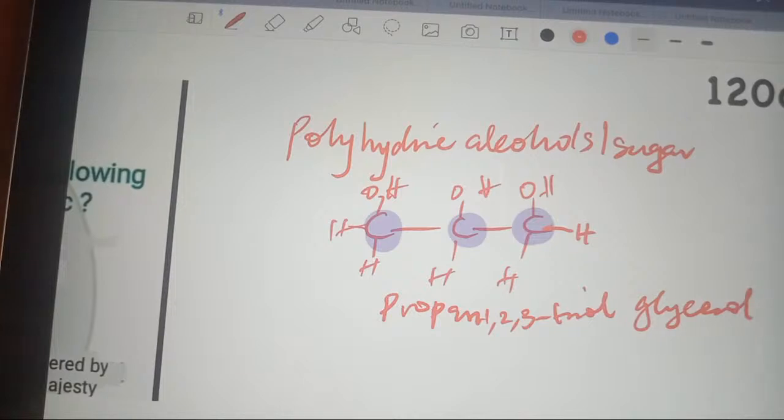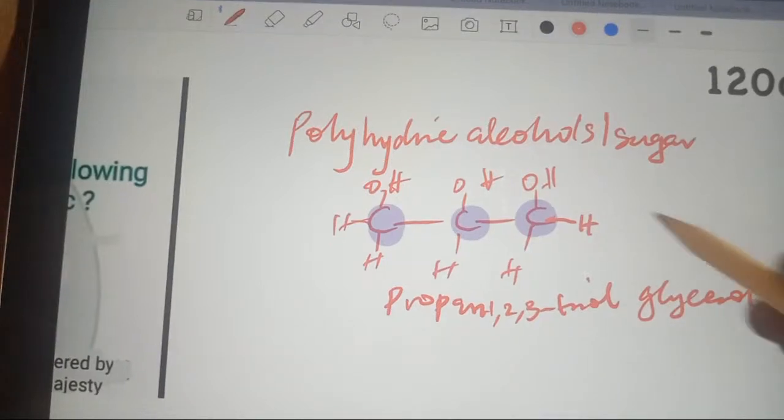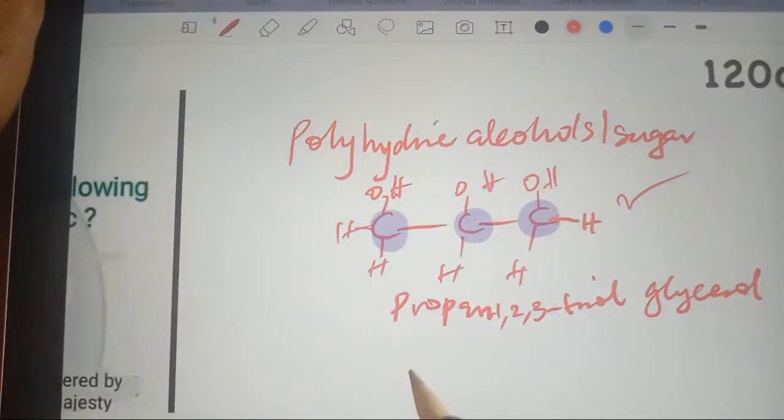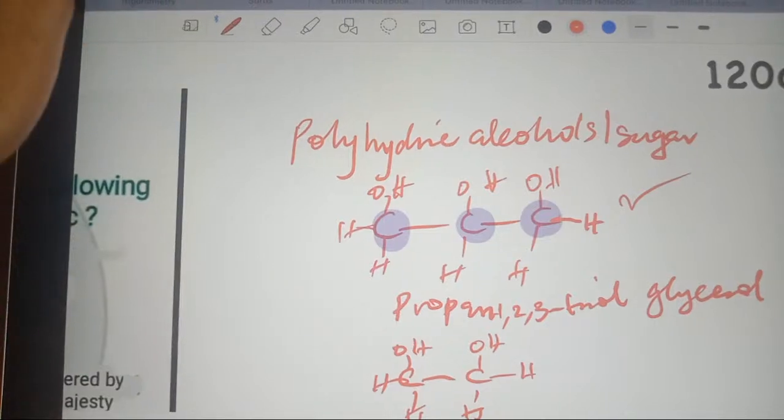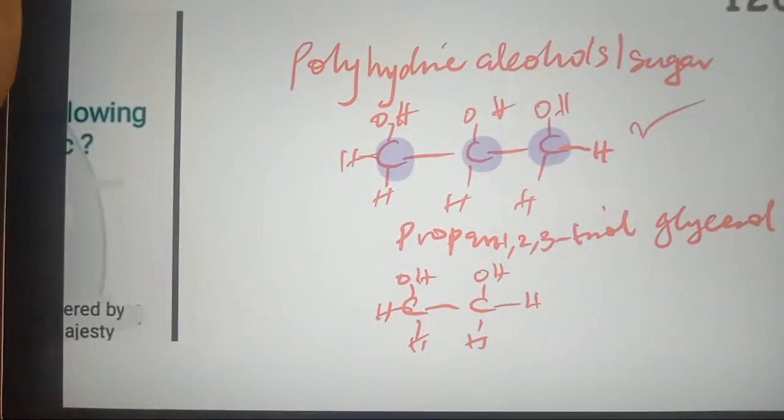So glycerol is a polyhydric alcohol. Why? Because it has OH attached to all the carbons present. Then if you have ethane-1,2-diol, that is it here. It is also polyhydric. Ethane-1,2-diol, otherwise known as ethylene glycol. Ethylene glycol is polyhydric also. Why? All the carbon atoms have OH attached to them. So this is polyhydric, it is a sugar alcohol.